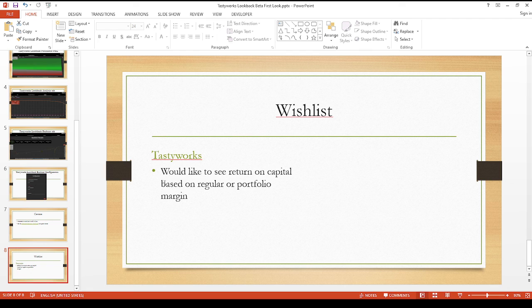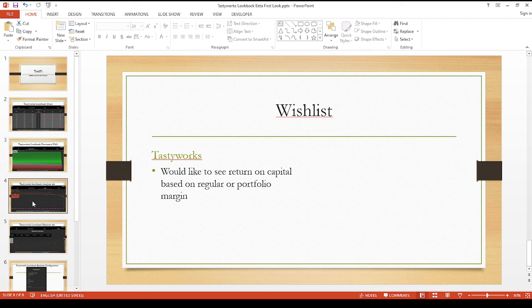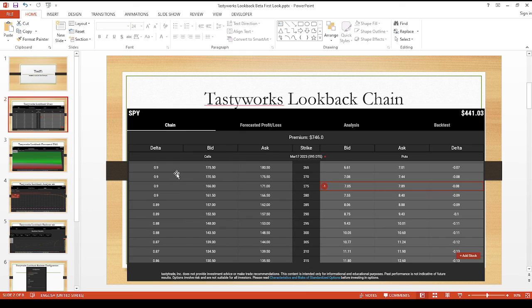So that's about it, guys. This is just a first look, and hopefully you guys get a chance to play around with it too. I'm really excited to see how this particular feature evolves, and I'll see you on the next one.